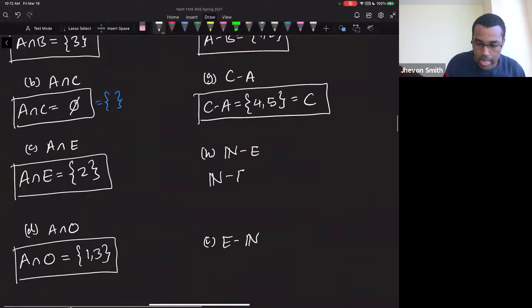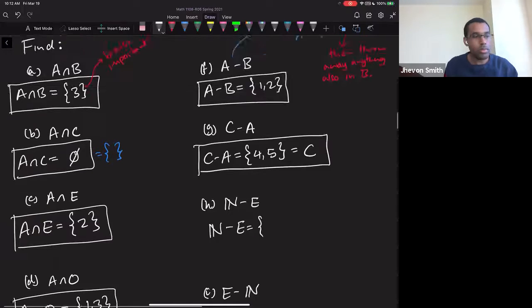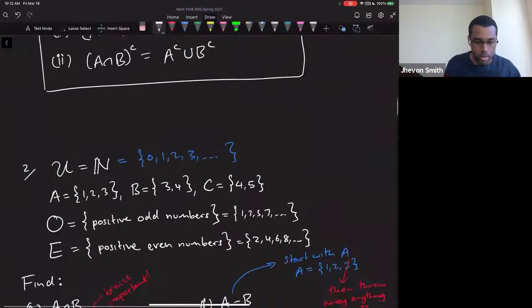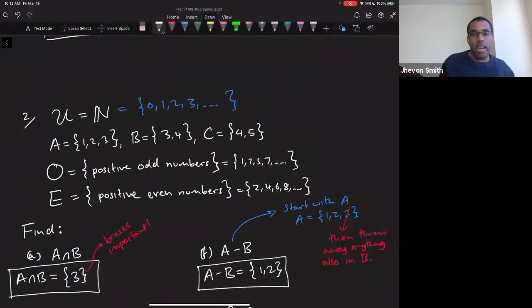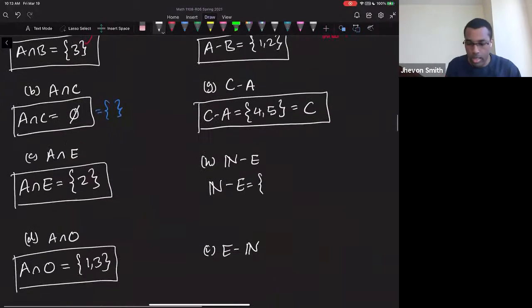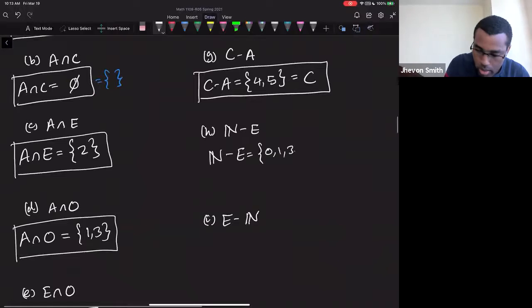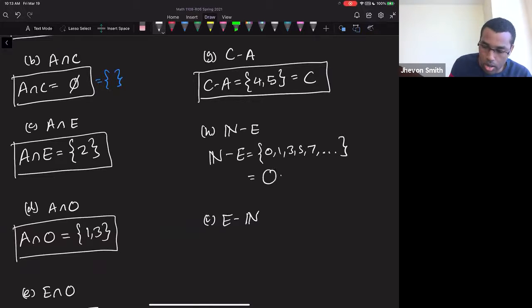N minus E. So I look at everything that's in N, and I'm going to throw away everything that is also in E. The things that are in E are 2, 4, 6, 8, and so on, which means N minus E is going to be 0, 1, 3, 5, 7, dot, dot, dot. It's going to be 0 in addition to all the odd numbers. So you can think of this as O union the set containing 0. That's one way you can think about it.